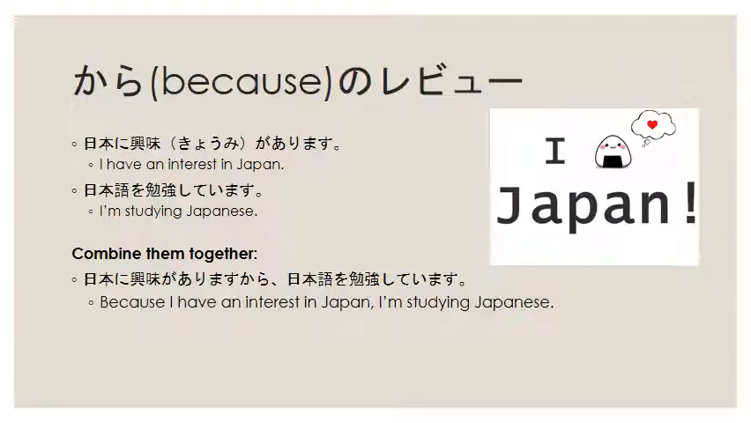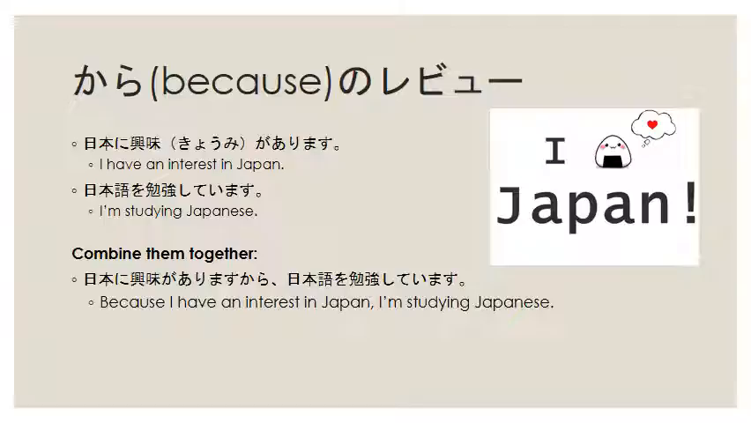日本に興味があります。I have an interest in Japan. そして、日本語を勉強しています。I'm studying Japanese. What I want to say is that because I have an interest in Japan, I'm studying Japanese. So, in order to put those two together with から、I have to put my because statement first. So the reason why first. So this is opposite sometimes of how sentences are written in English, so you have to be careful about that. But 日本に興味がありますから日本語を勉強しています。Because I have an interest in Japan, I'm studying Japanese.